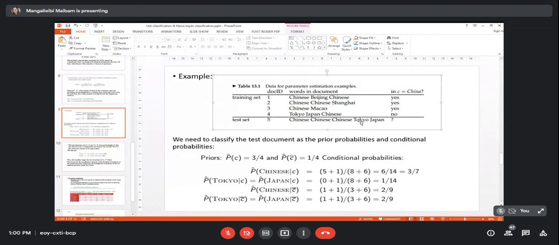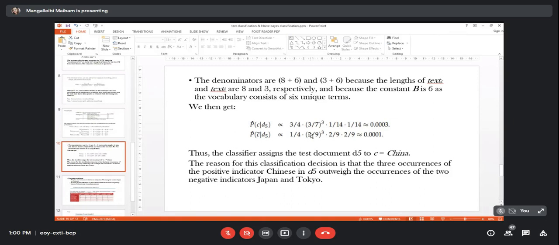For Tokyo, what is the value? It is also 2 by 9. So 2 by 9 into 2 by 9. So there will be a multiplication of five 2 by 9s. Here 1 by 4 is the prior probability for North China class. Then the conditional probability for Chinese, for Tokyo and for Japan in North China class. Multiply all this, we get 0.0001.